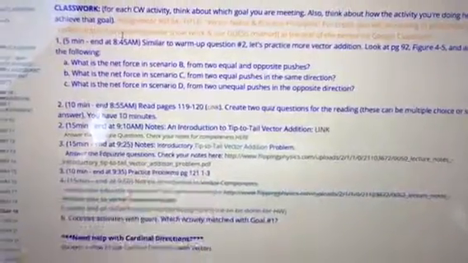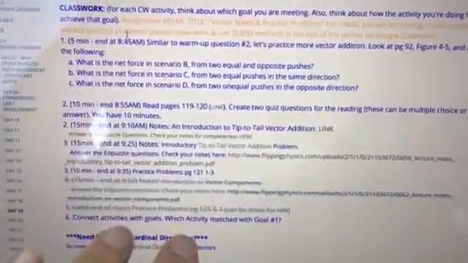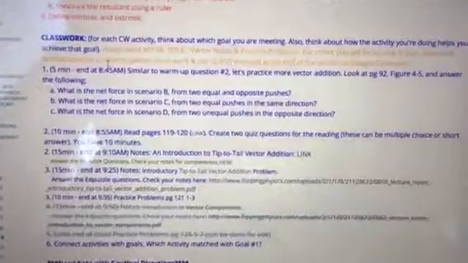Let's see what else there was. That was it. I wanted you to do some practice problems, so you should have tried those out. I'll post some other information in a little bit.